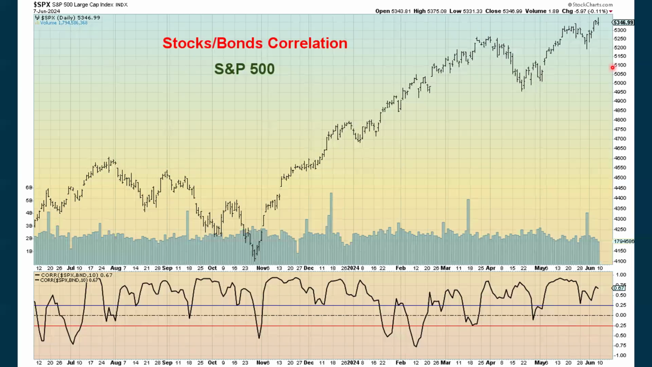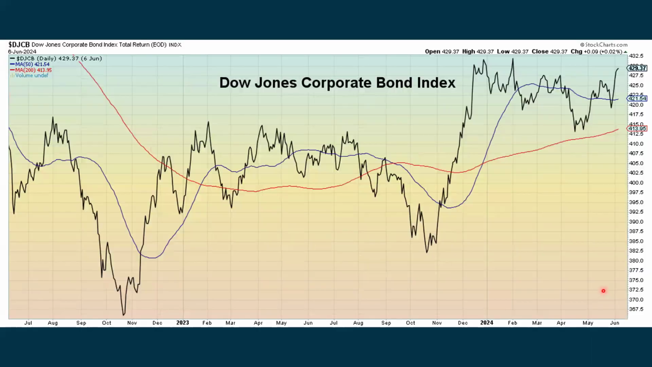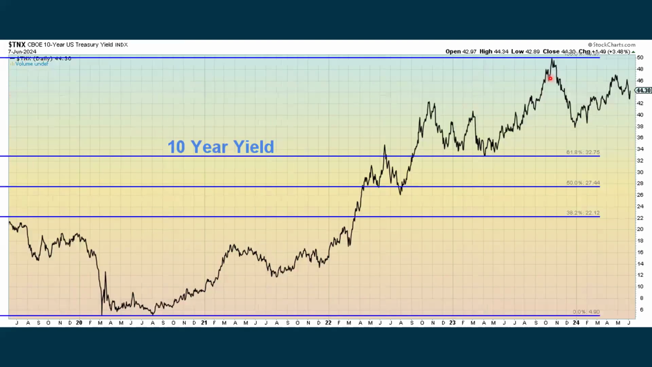We look at the correlation between stocks and bonds, and they have a fairly strong tendency to be going in the same direction. That could be either up or down, but they tend to be moving more in tandem with each other. Here's the Dow Jones Corporate Bond Index, been chopping sideways for most of 2024, but still in an uptrend, but has not broken out yet based on price.